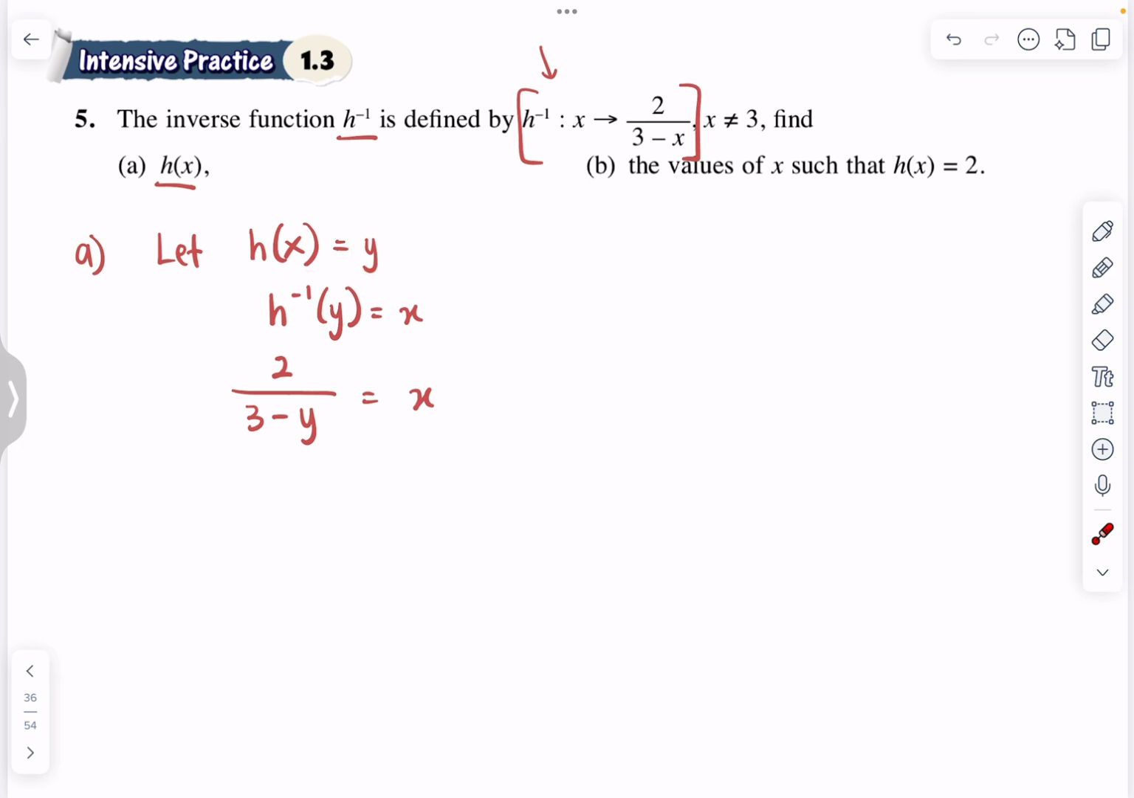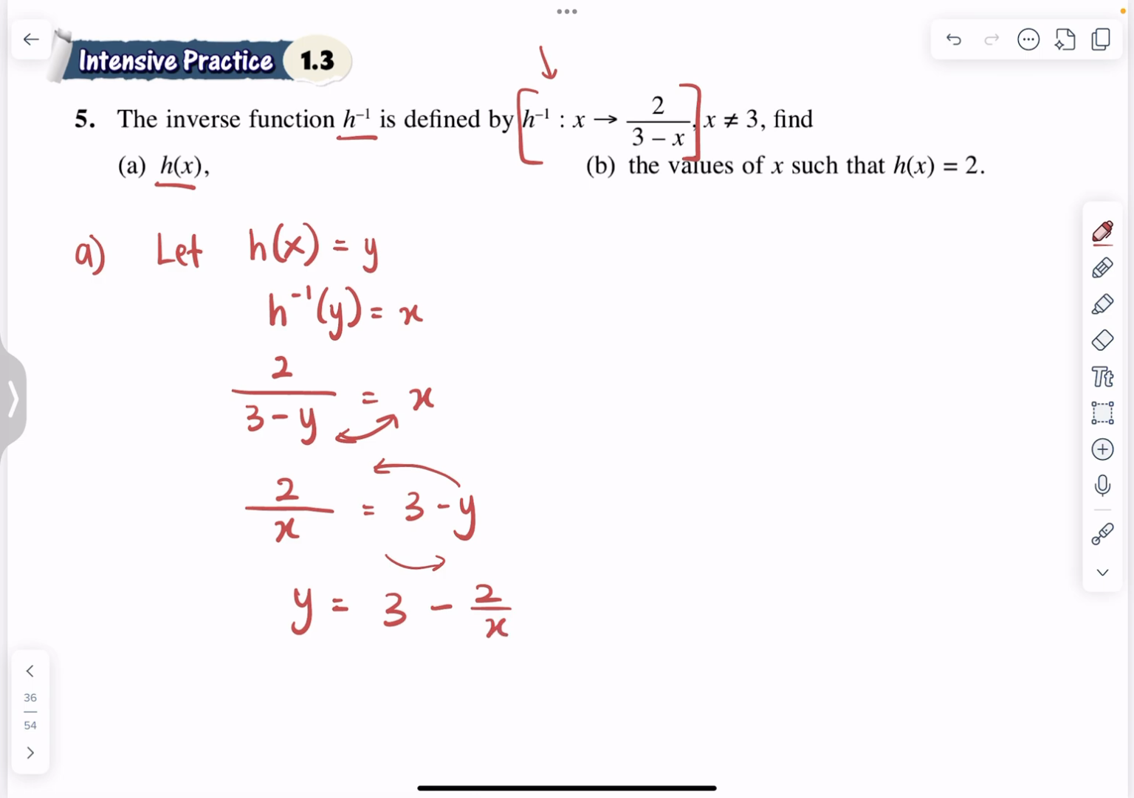And then you want to find hx, so you must find y. So how to make y the subject? You have to use this equation and cross multiply, making y the subject. Okay, so what we do is we swap. This one will go up, the x will come down. So 2 over x equals 3 minus y. Then we make y the subject. So negative y we bring there, 2 over x we bring here. So y equals 3 minus 2 over x. Now we've got y, therefore we can write this as hx, 3 minus 2 over x. So this is our answer.